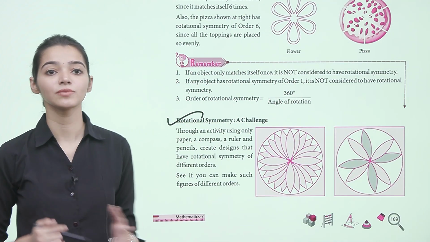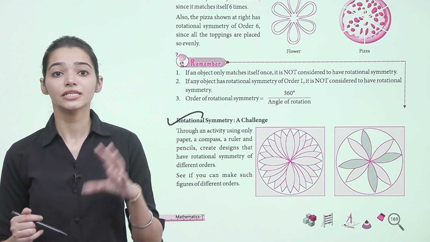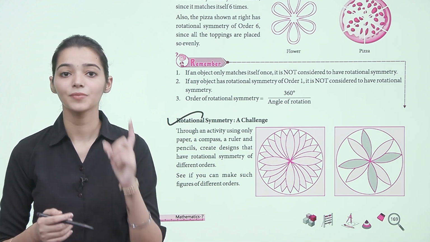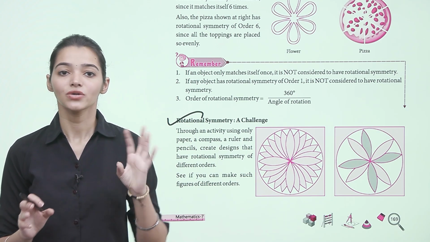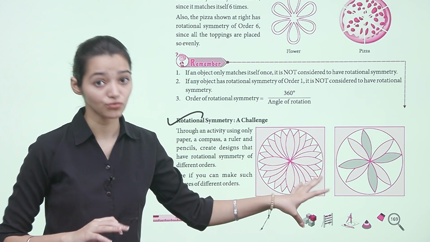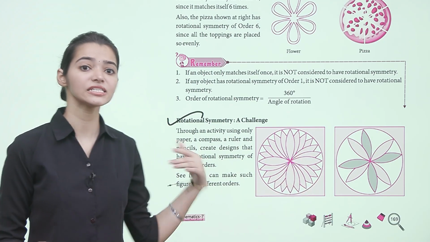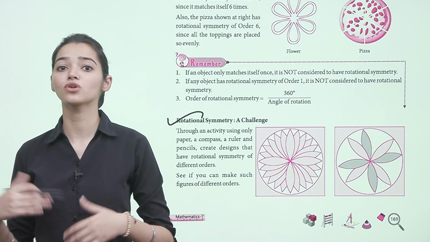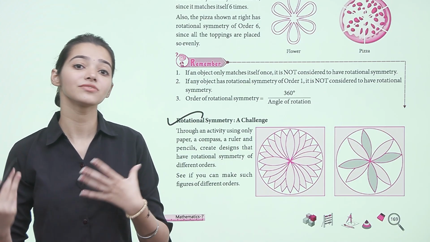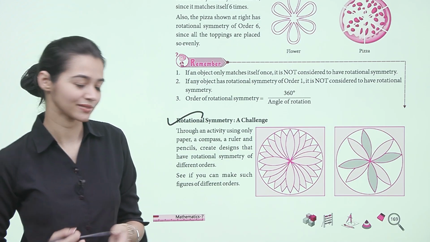Now here is a rotational symmetry challenge. Through this activity, using a paper, a compass, a ruler and a pencil, create designs. You have to create these designs of rotational symmetry of different orders and see if you can have such figures of different orders, and you can find different patterns with these.